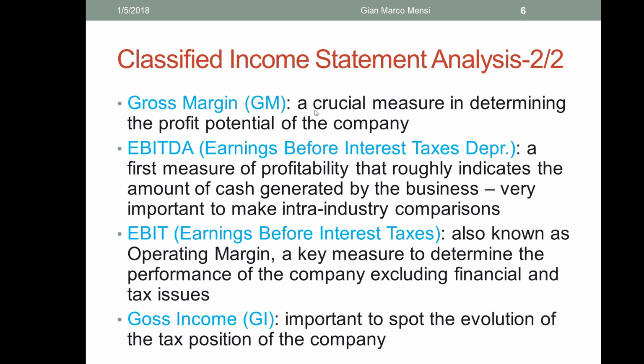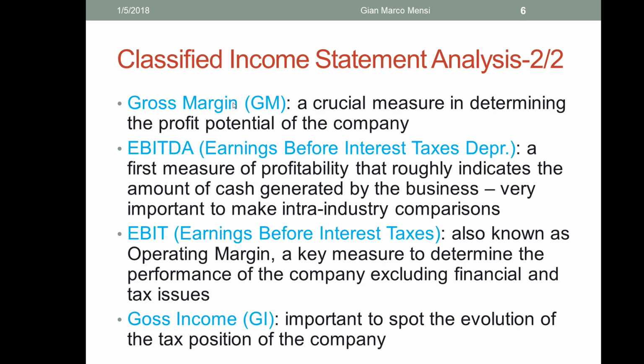First of all, gross margin. It's a crucial measure because it tells you exactly how much you are making in terms of contribution. Okay, so your products are selling for a given price, your direct costs are a fraction of that price, and so all the money that you are making in excess can be used to cover other expenses, operating expenses, depreciation, finance costs, and so on. But this gives you an idea about the profitability of the type of business you are in.